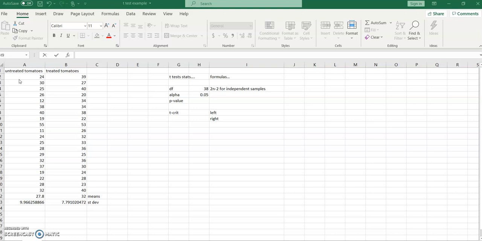So after several weeks of growing, I go ahead and harvest the tomatoes, and I take 20 at random from my untreated tomato patch, and I take 20 at random from my treated tomato patch. So I've got two samples, an untreated sample and a treated sample, and my treatment is the plant food.